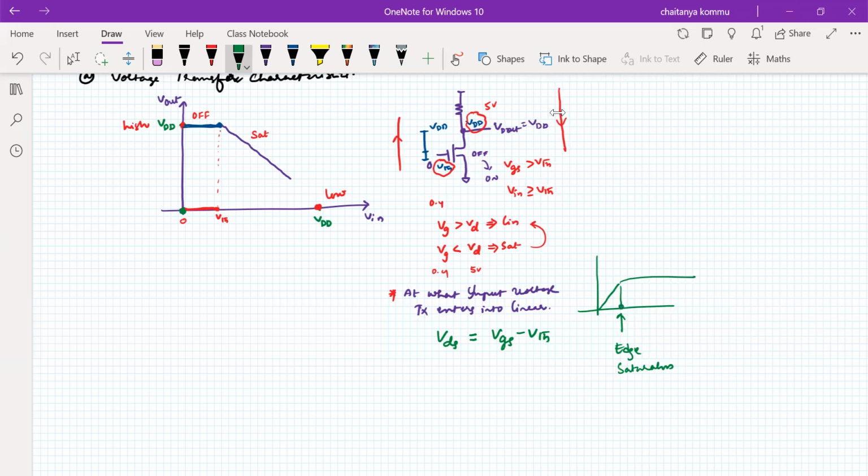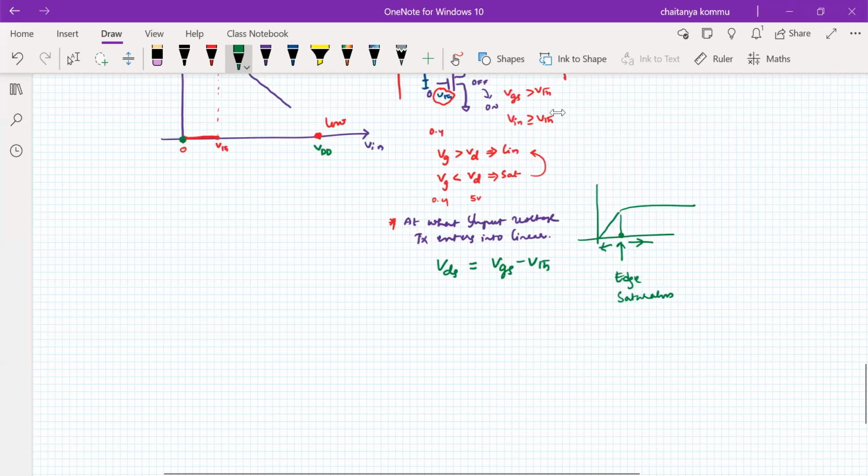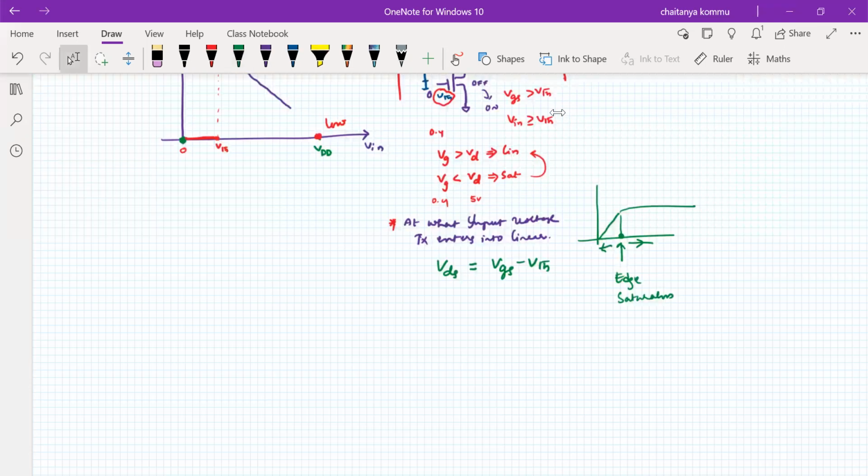So this point onwards, if this point is moving this side, it is in the saturation. If this point moves this side, linear region. That means that is the junction point. So therefore, the junction point will decide whether it is in the linear or in the saturation. Normally it is the less than equality that we have to consider, or maybe less than also, it doesn't matter, but this is the point where exactly the transistor will decide which region of operation it will enter.